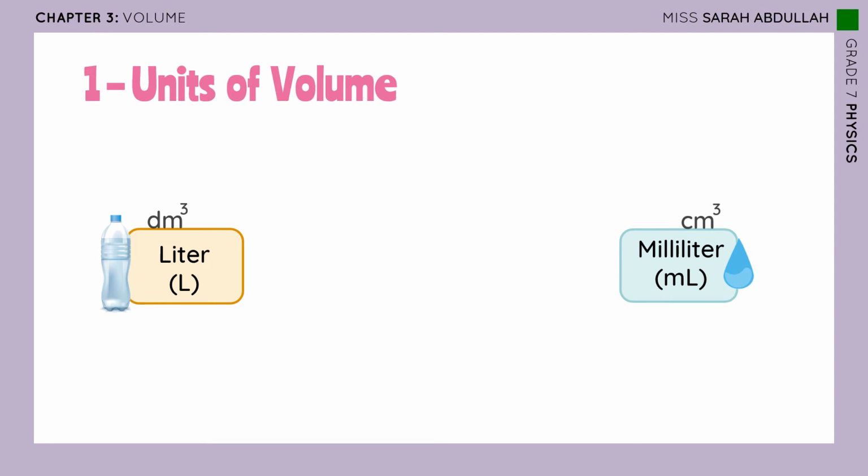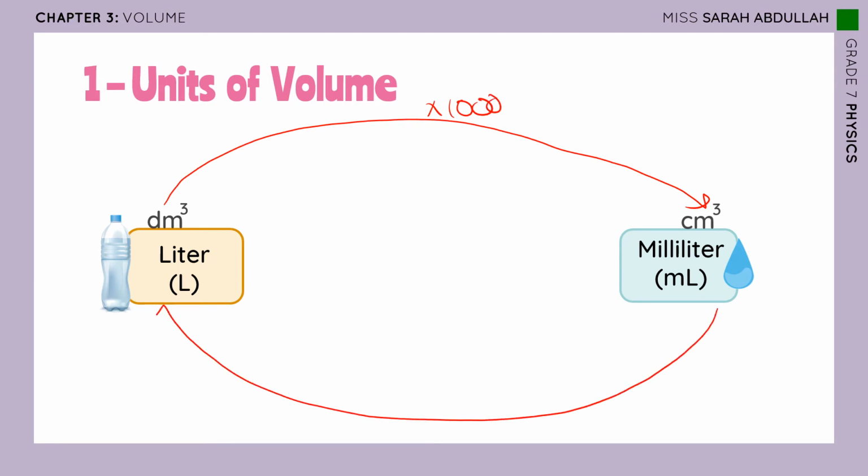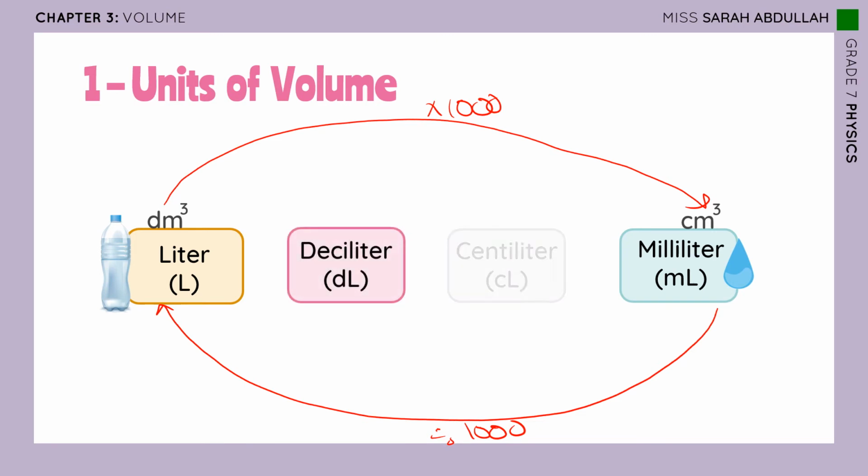Okay, so how can I convert from cubic decimeter to cubic centimeter? We've said this before. We multiply by 1,000. And from cubic centimeter to cubic decimeter, I divide by 1,000. But we just introduced new units now. We said we have the deciliter and the centiliter, which are units between liter and milliliter.